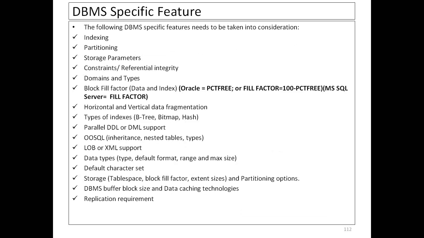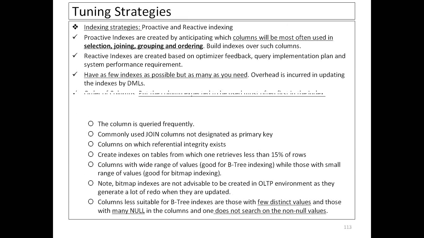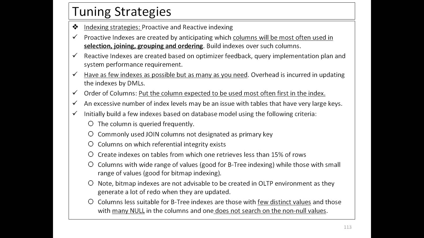So these are the various DBMS specific features which need to be taken into consideration, and based on that, we can have indexing strategies as proactive or reactive indexing. Proactive indexes are created by anticipating which columns will be used most for selection, joining, grouping, ordering, and one can build indexes over such columns.